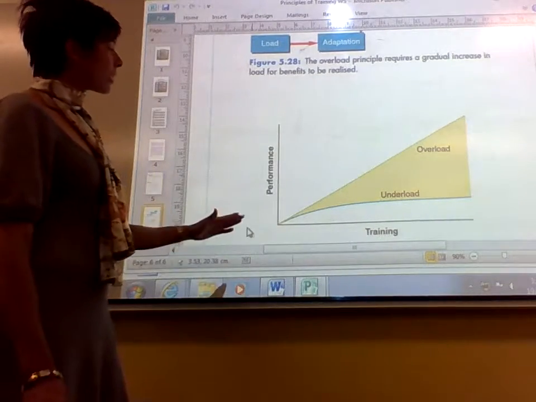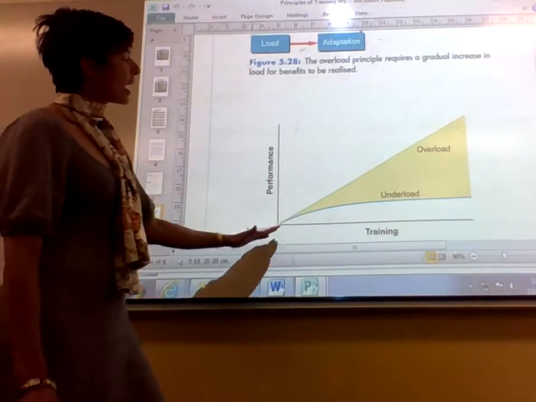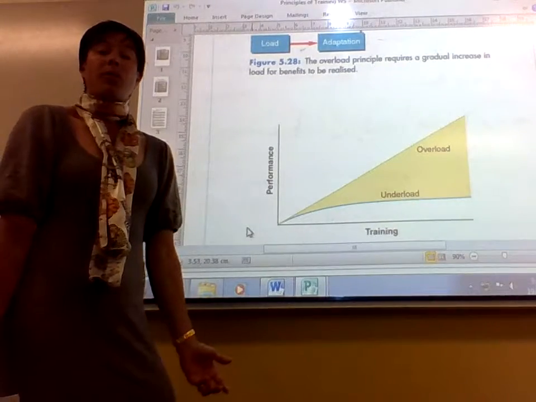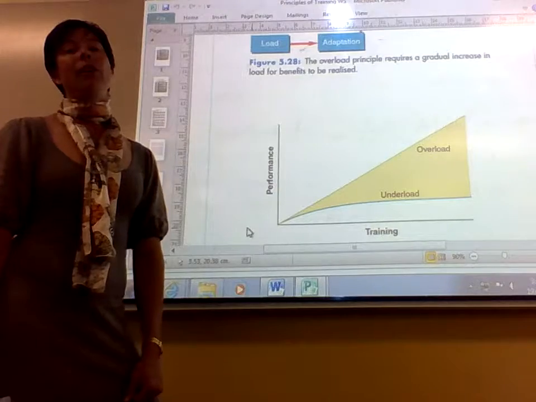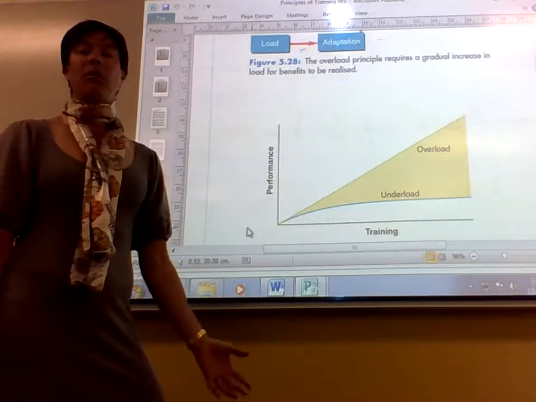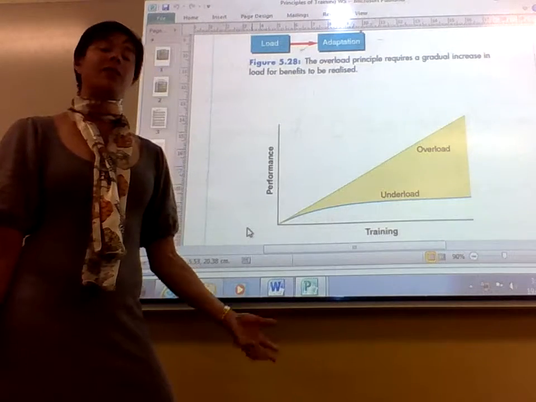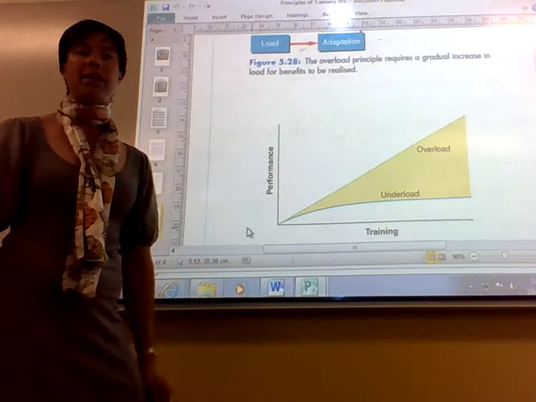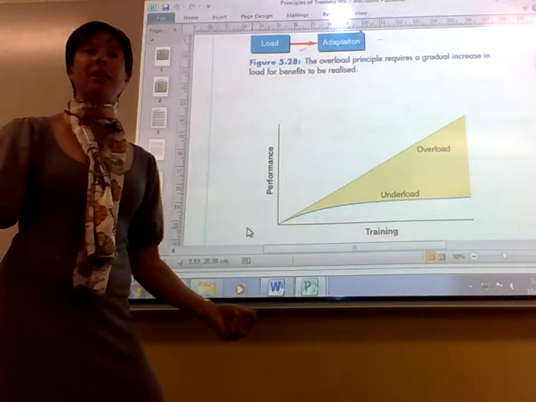On the other hand, so this is our overload if we do too much. If we underload it, then the body won't make any changes because there's nothing to change. It's not hard enough for the body to say, oh, I need to get stronger or I need to increase my efficiency of the heart and lungs to ensure that the athlete can continue or complete this activity. So you need to ensure that the overload is effective.